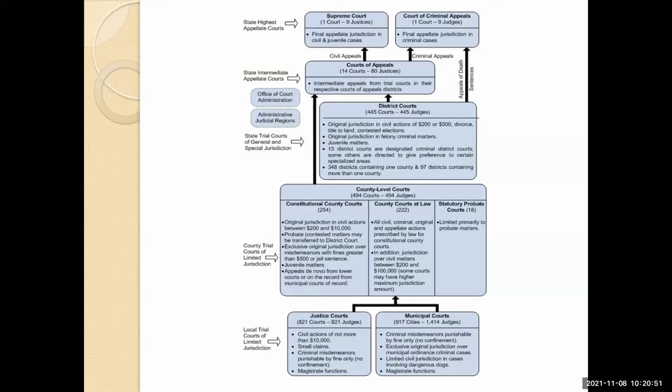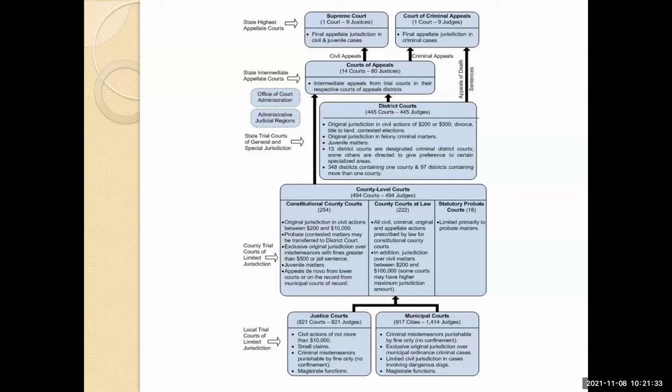5 levels or 5 different types of jurisdiction here in these constitutional county courts. And now think about this, right? You're looking at a county like Travis County. It has 1 constitutional county court whose job is to do the following things. It is given original jurisdiction in civil actions between $200 and $10,000. Notice that there's an overlap here, right? Those justice courts have civil actions of not more than $10,000.